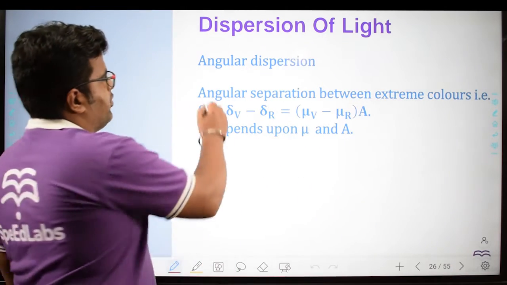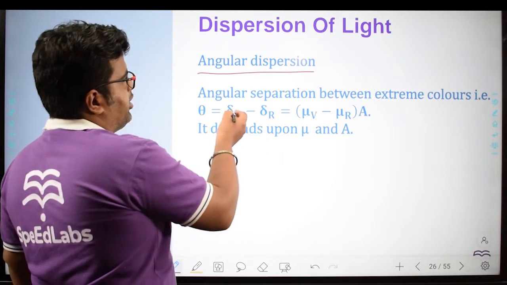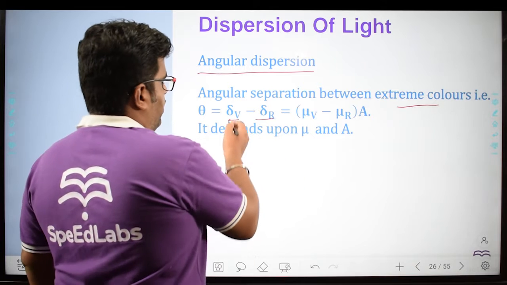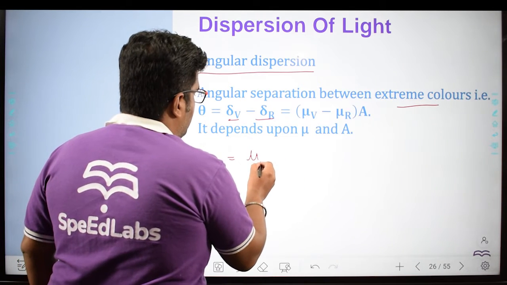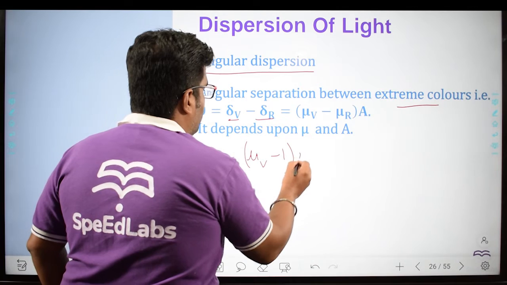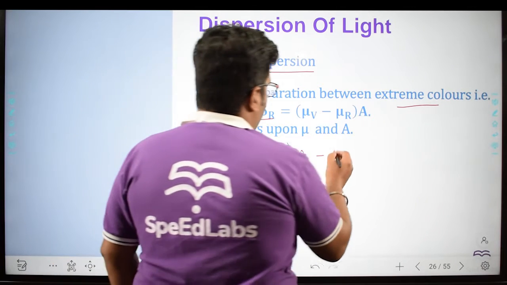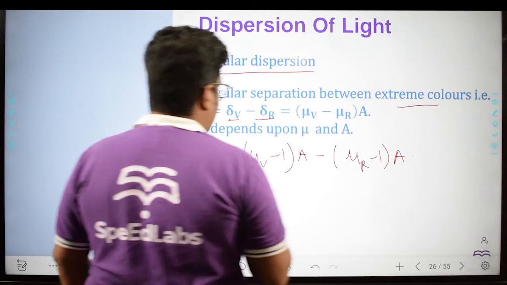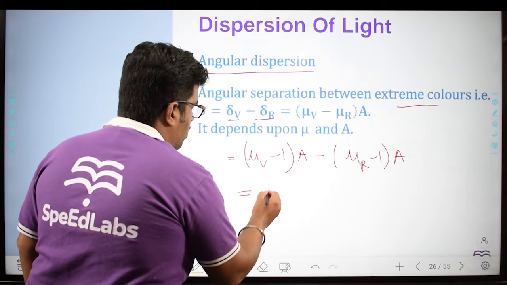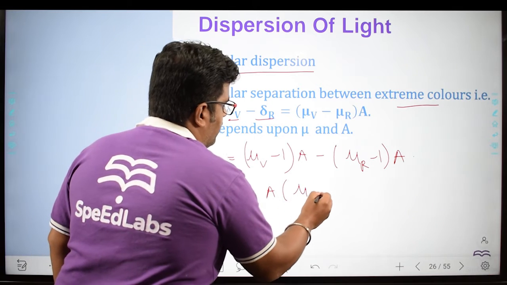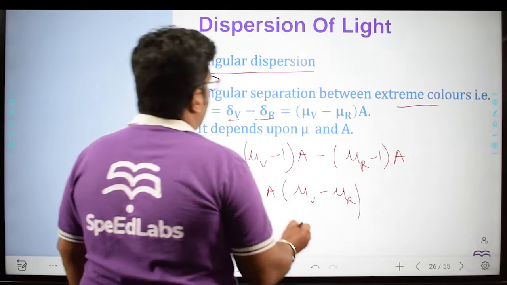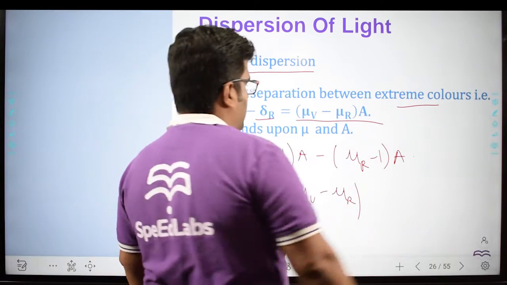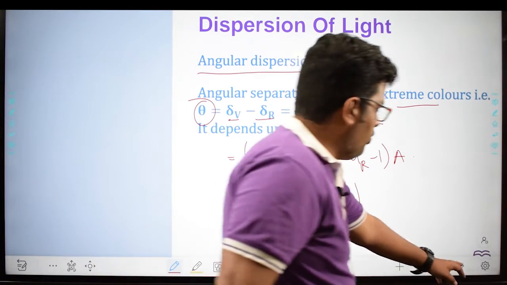Now once we talk about angular dispersion, it is basically the separation between the two extreme colors, that is violet and red. So for delta V we can write it as (mu V minus 1) into A, and for red light it is going to be (mu R minus 1) into A. Once you solve this further, A will be taken out as common, and ultimately we are going to have mu V minus mu R. So that is your angular dispersion denoted by theta. You can see it from here, which is (mu V minus mu R) into A. I hope it is clear.